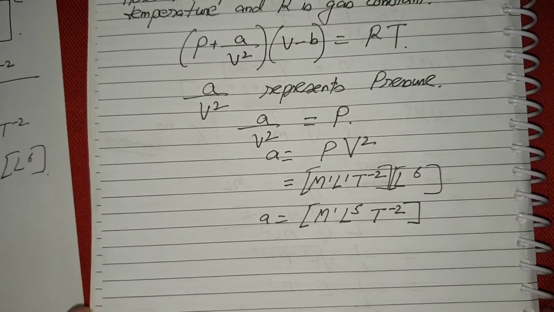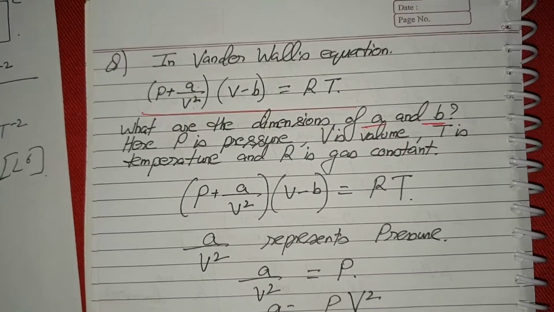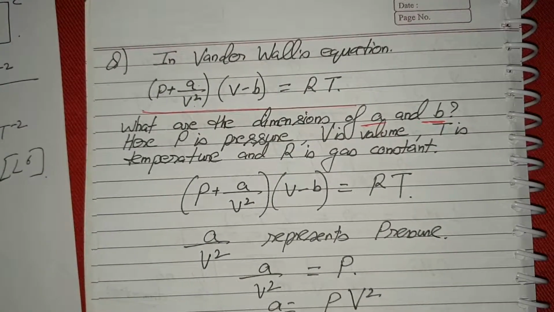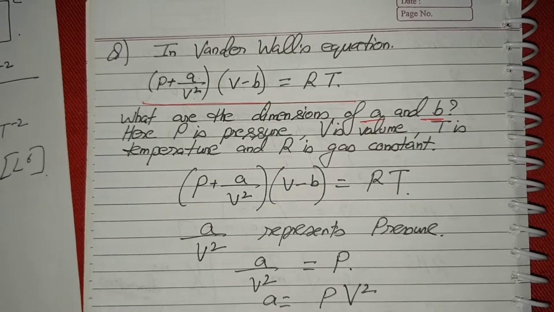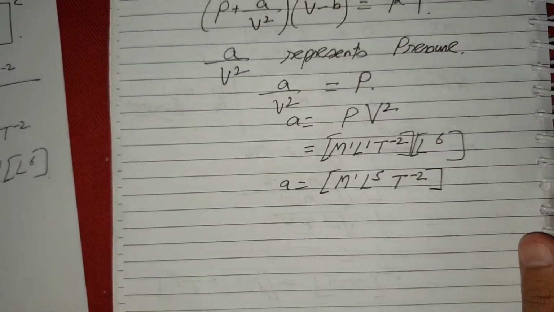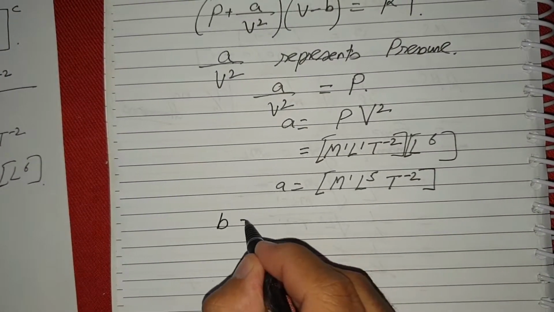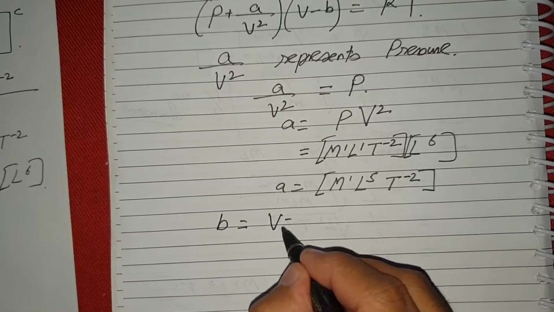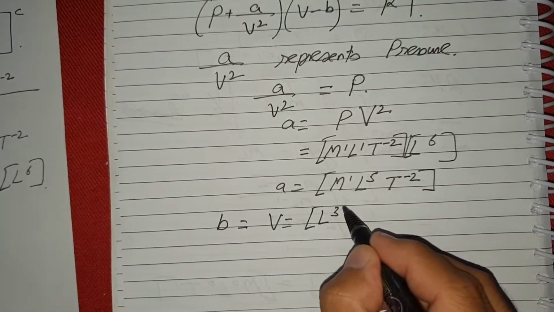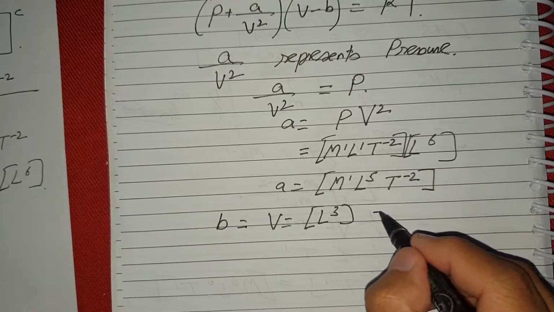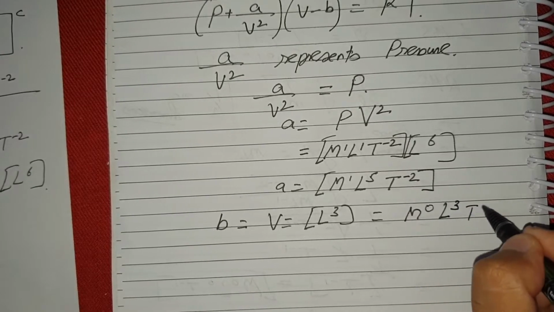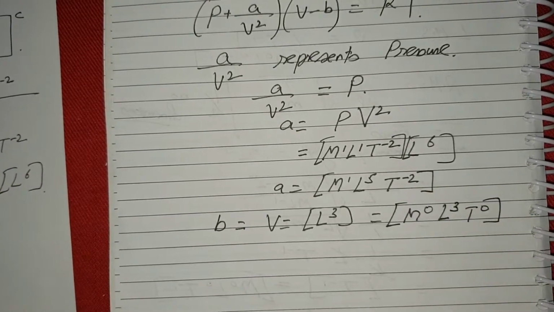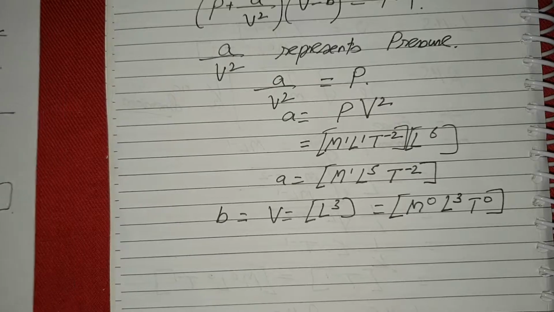Now again, come back to the equation for B. From the volume V we can subtract only volume. Therefore B must represent volume only. So B is volume, which is L to the power 3, or writing the full form, M0 L3 T0. This is how we calculate B. Okay, so now you got it.